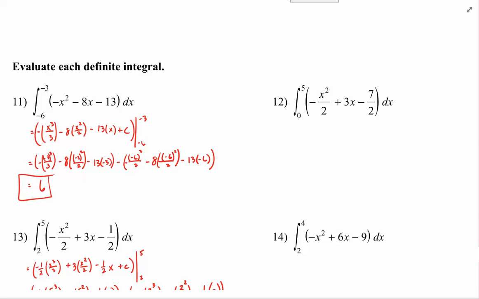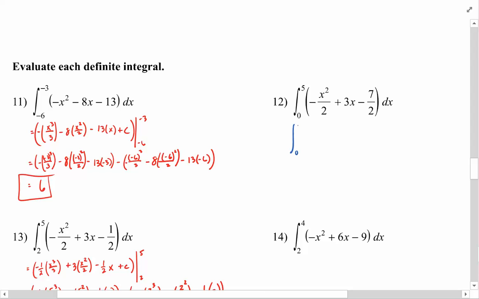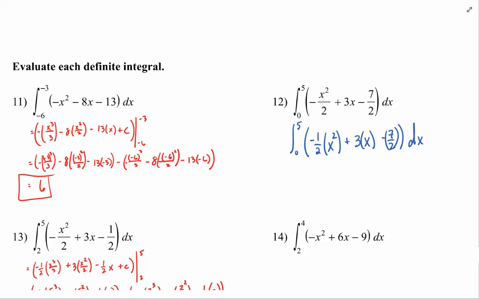So I'm going to rewrite this function. It's going to look a little bit like this. We'll take the integral from 0 to 5, and this negative sign with a denominator of 2, I'm going to rewrite that as negative 1/2, and then that leaves me with x squared plus 3 times x minus 7 over 2. And this integral is being evaluated with respect to x. And again, this just helps me see my antiderivatives just a little bit more clearly. We're evaluating this integral from 0 to 5.